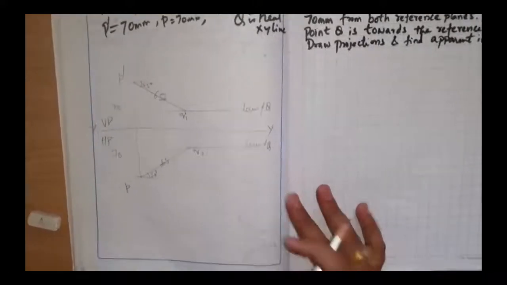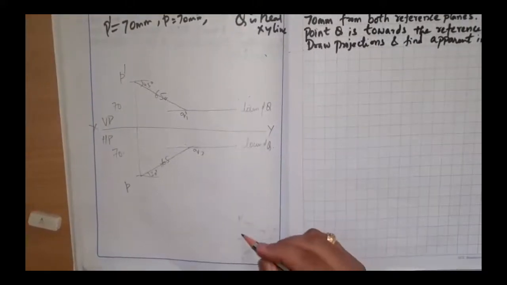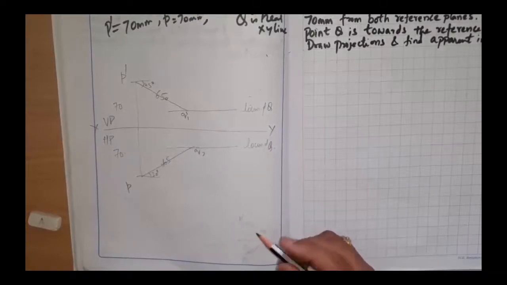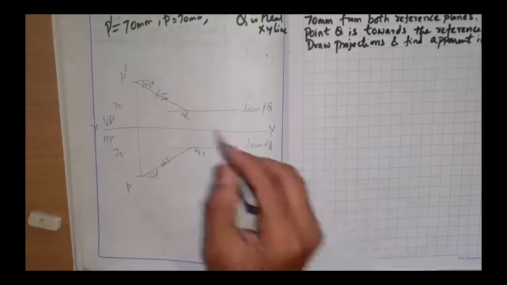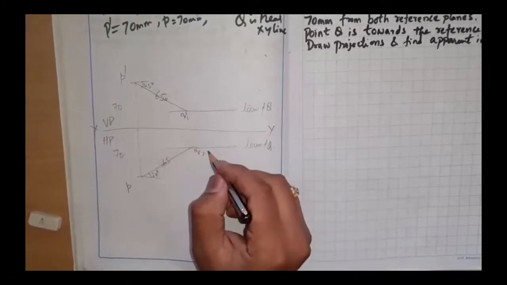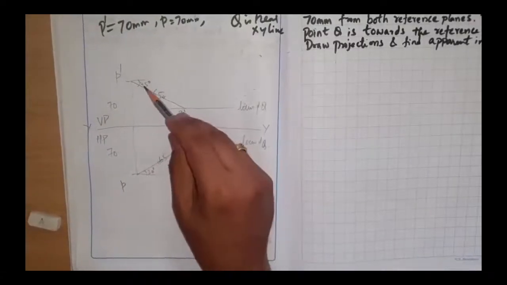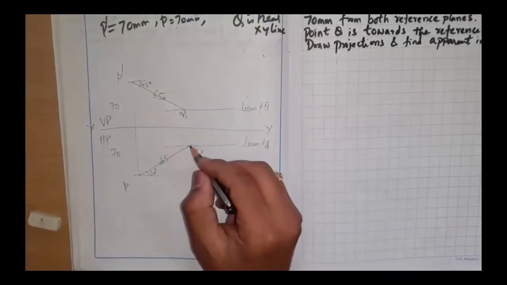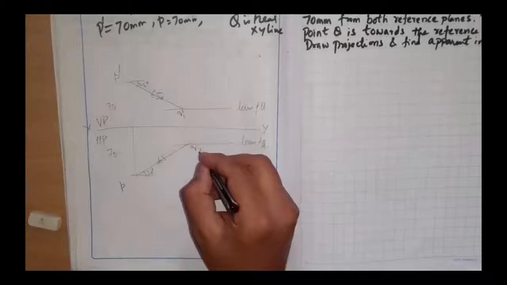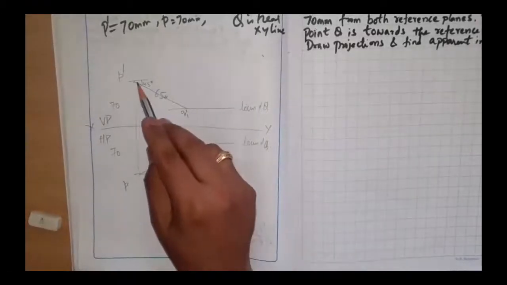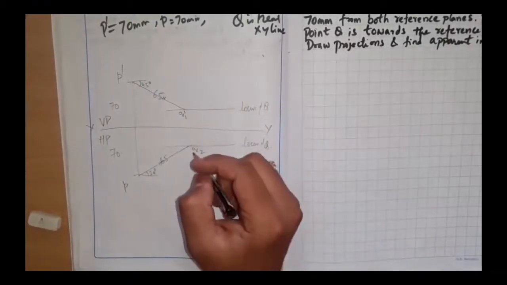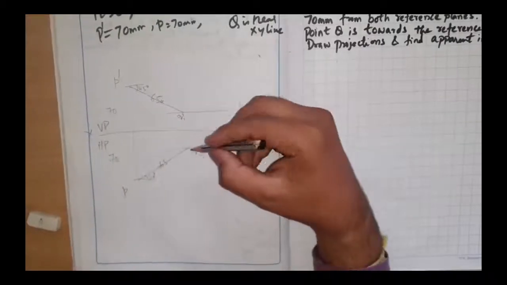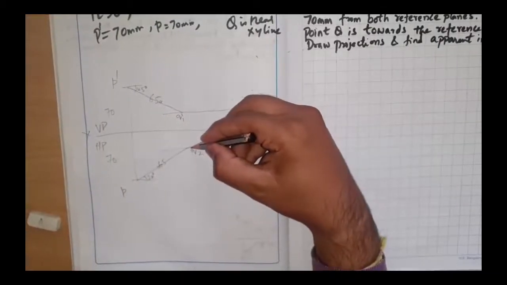See, P dash P is 70 mm from both the planes. Q is very near, so the locus of Q will be somewhere here. These two are the true lengths, 45 degree and 65 mm. I have drawn the true length. Next, 30 degree and 65 mm. I have drawn the true length. So what is my next step? Till the point of rotation, I have to move this Q2. That is from Q2, I am drawing a projector till it meets the point of rotation P dash.